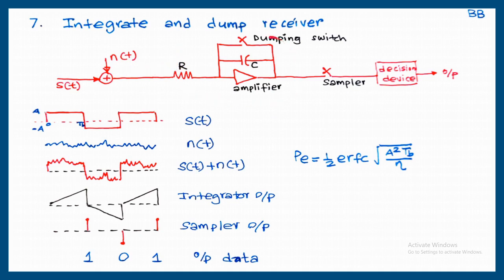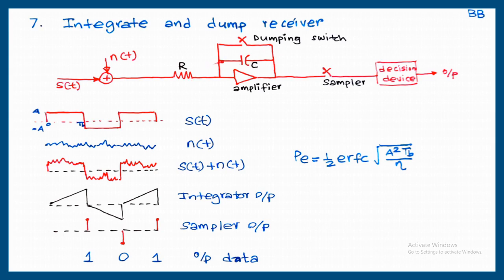This system is integrator and dumping system. Dumping is discharging. So R, C and amplifier, that's a part of integrator, and there are two switches. This switch is known as dumping switch. This is known as a sampling switch.